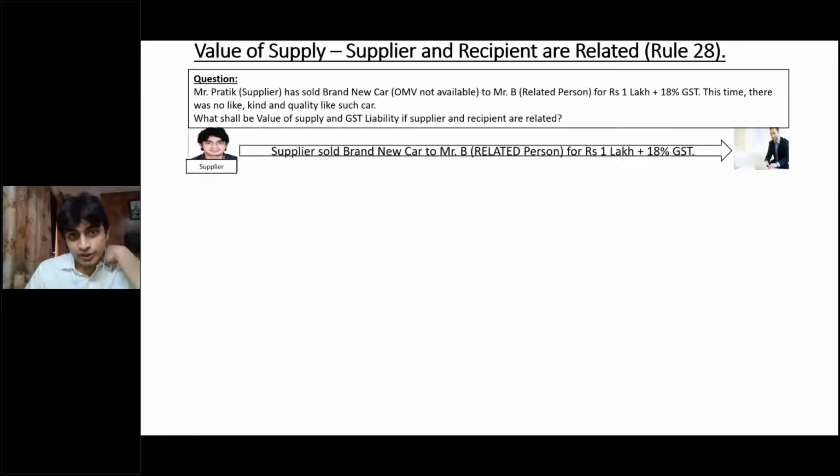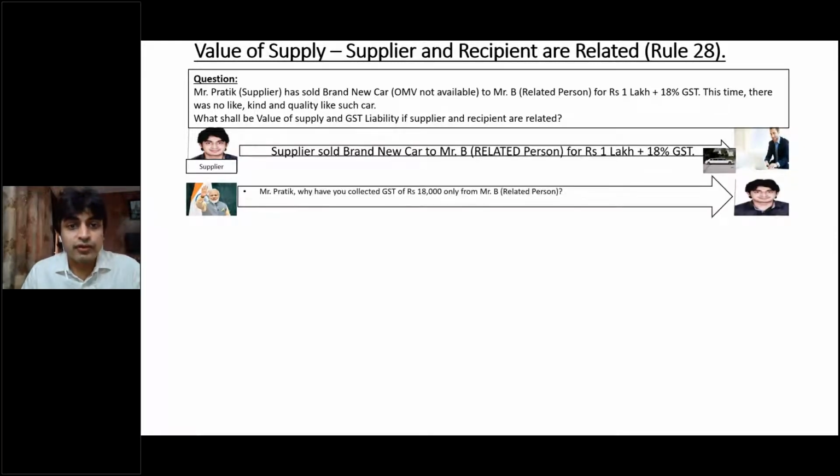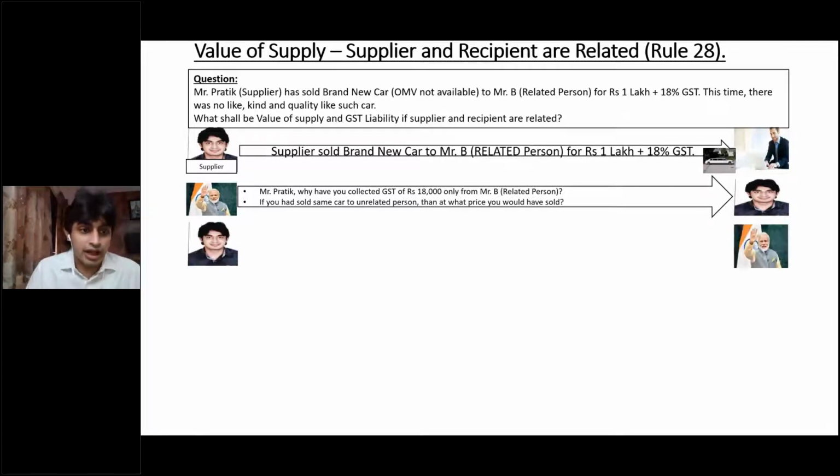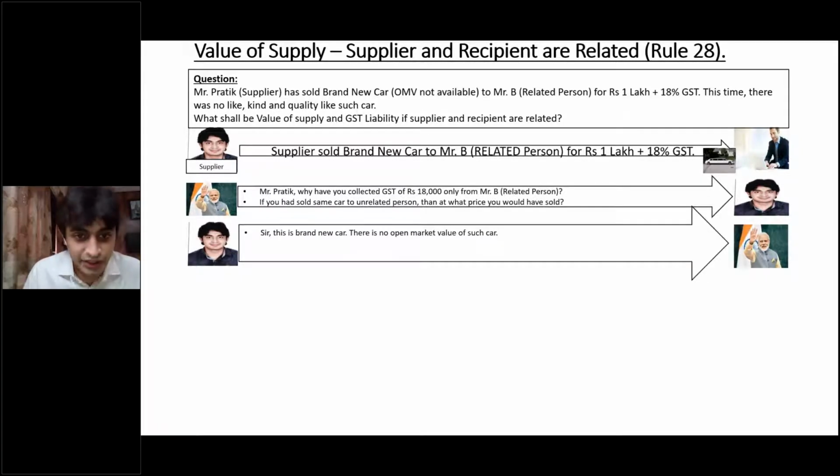See this. I sold the car to Mr. B for again 1 lakh plus 18% GST. I sold the car. Again, the government came and stopped me. Hey boss, why have you collected only 18,000? If you had sold to some unrelated person, then for how much would you have sold? I said, sir, this is a brand new car. There is no open market value. So how can I say?